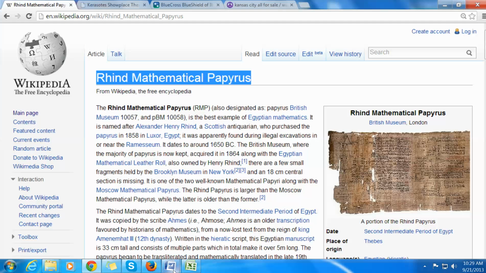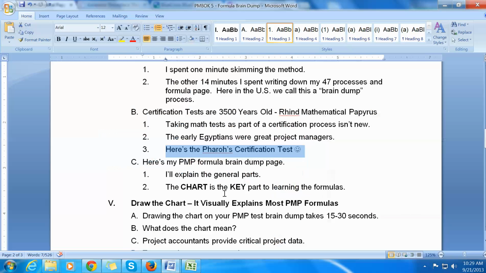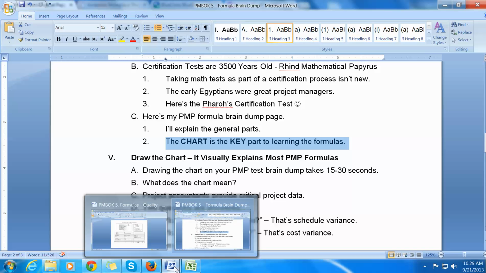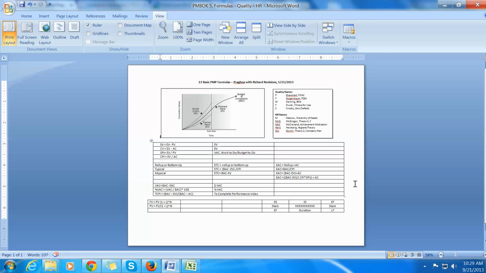So returning to what we're doing, all we have to do is learn something a whole lot simpler. And to that end, here's my PMP formula brain dump. I'll explain the general parts to it. And the key part is the chart. So let's take a look at it. It is over here. So this is a bird's eye view of it. I'll blow it up for you in a little bit. Hopefully you can see it.